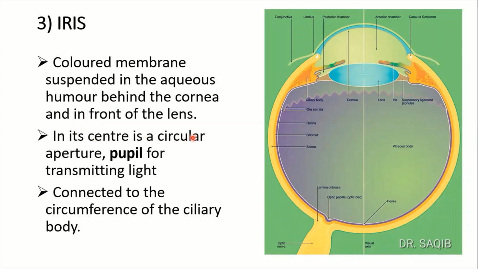In its center is a circular aperture, the pupil, for transmitting light. This circular aperture is called the pupil, and it transmits light. This gap is the pupil. The iris is connected to the circumference of the ciliary body. You see this, I told you already, this is the ciliary body and the iris is attached to that.